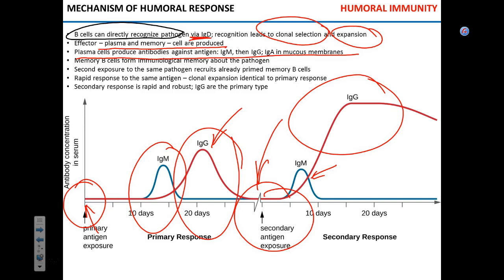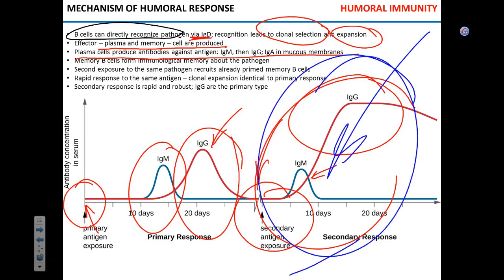And they will stay elevated for a much longer period of time. And then if you do the third immunization and the fourth, every time the levels of IgG will go higher and higher. And every time more and more memory B cells will be produced. Does that make sense? And it's important to understand that this response here, the secondary response, is possible because of the primed memory B cells.